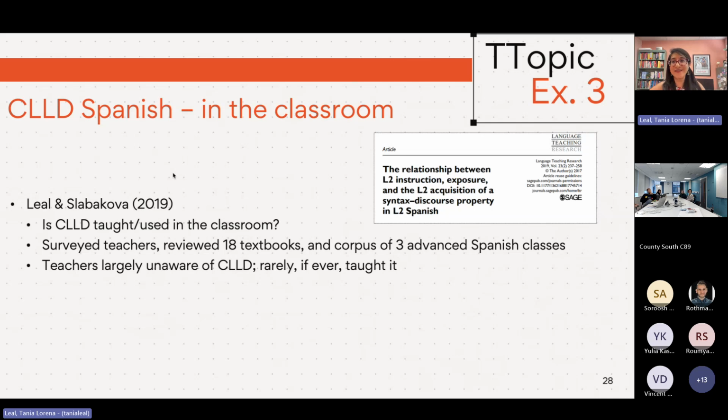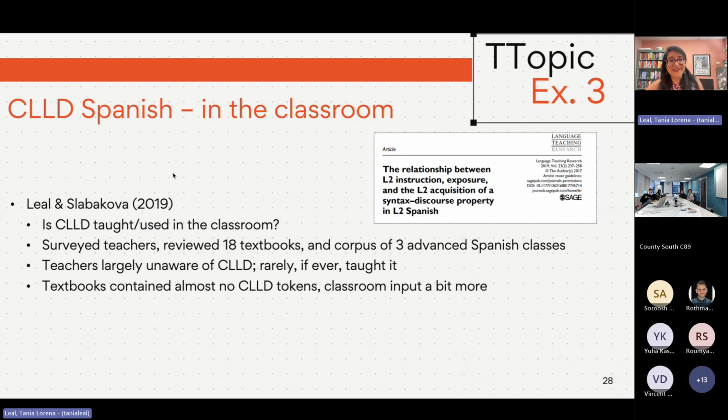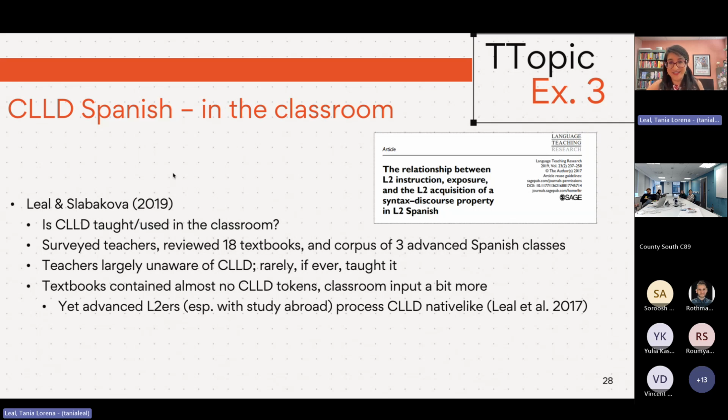And they had the oddest type of comments about this. They said that it was redundant, informal, not proper language. But basically, the idea was this is not the subject of instruction. We should not be teaching this. Yet we saw earlier that they get it. Even though the textbooks contained no CLLD tokens, there were 2 textbooks and there was 1 example in each out of the 18. So we saw that they can totally process it native-like.